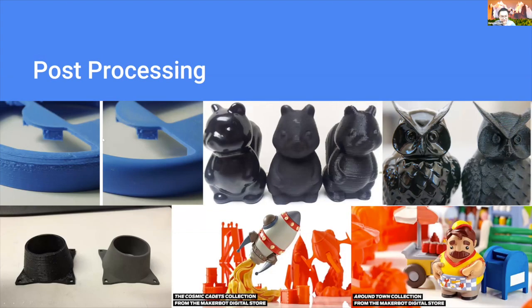Right. So here you can see this is just smoothed using sandpaper. This is smoothed using acetone vapor treatment. Acetone vapor treatment on this one as well. This one uses sandblasting, right? So this is more industrial treatment where you blast very fine particles of sand onto the print at very high velocity, and that will smooth out the surface of the print for you.